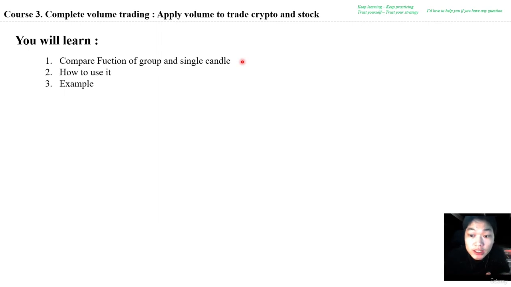So in this lesson is a really important lesson about group of the candle. In this lesson I will tell you the first one, compare function of the group candles and the single candles. Which one is more important? Which one we need to do first? And the second one, how to use it. And the last one normally will be the example to help you fully understand about this lesson. So let's get started.